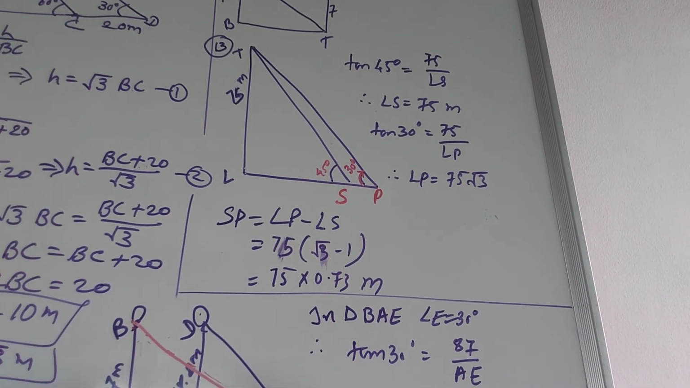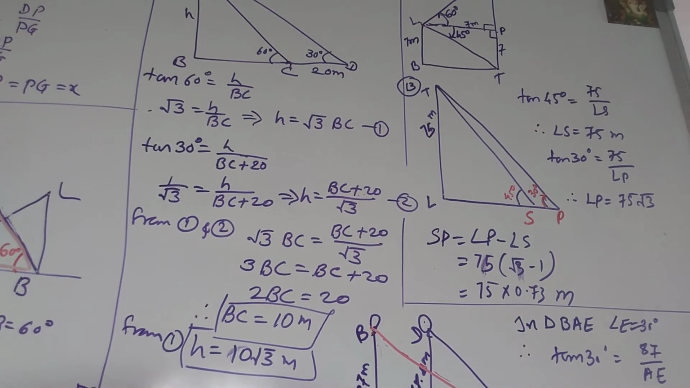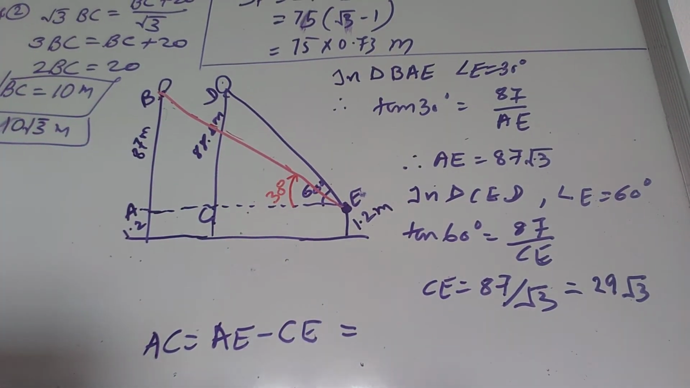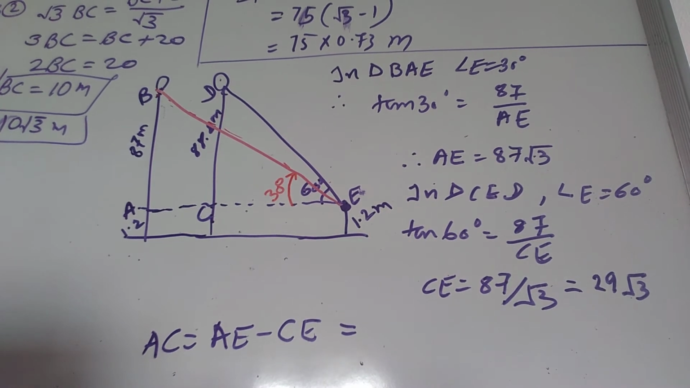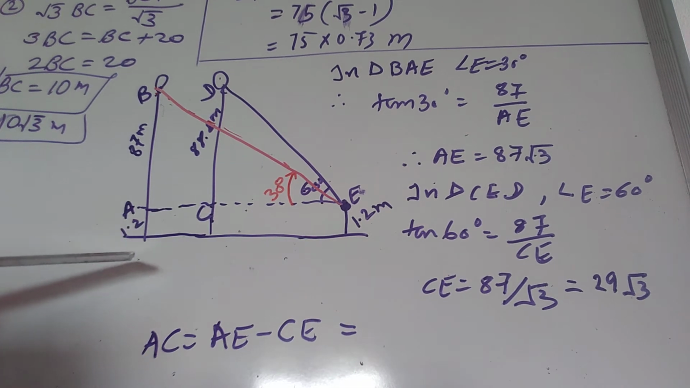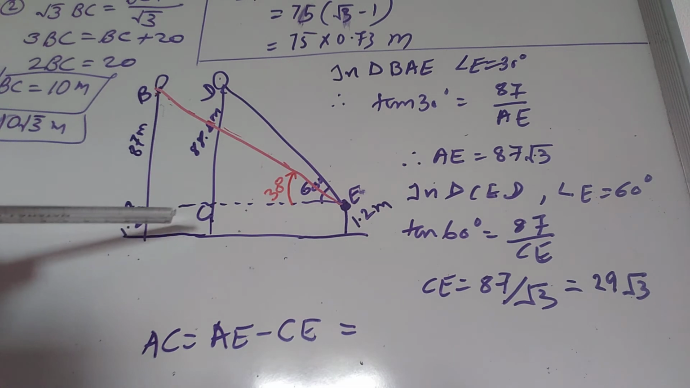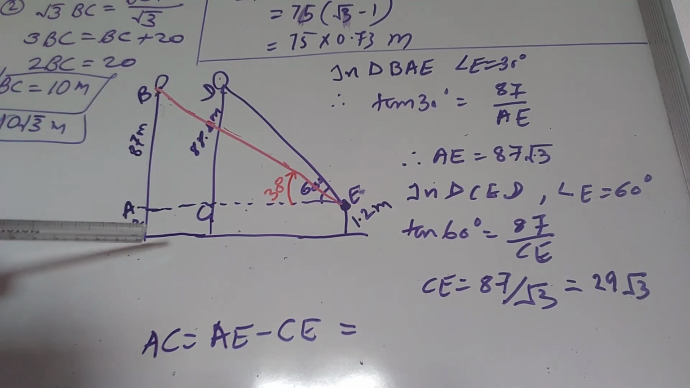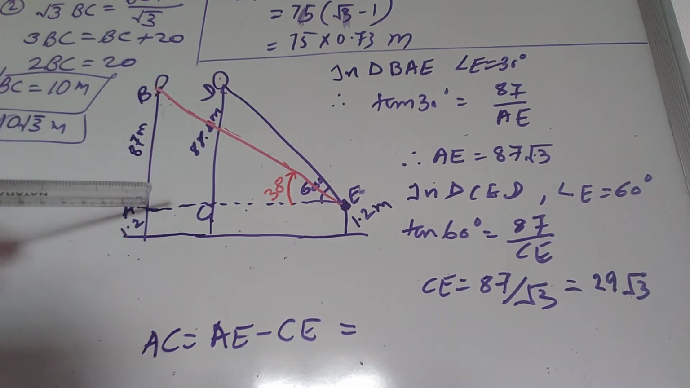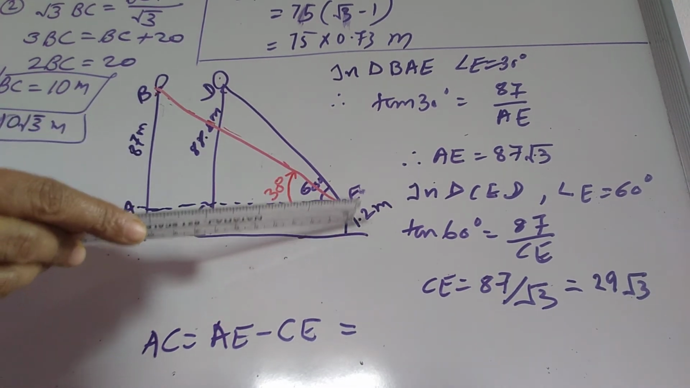Now in the next question, a balloon is observed by a 1.2 meter tall girl. The girl's height is already given here, so we should show it here. The girl's height is 1.2 meters and the balloon is at a height of 88.2 meters. So the total height from the ground is 88.2 meters, but the height of the girl is 1.2 meters, so we have subtracted that and got it here. The position of the girl is here.